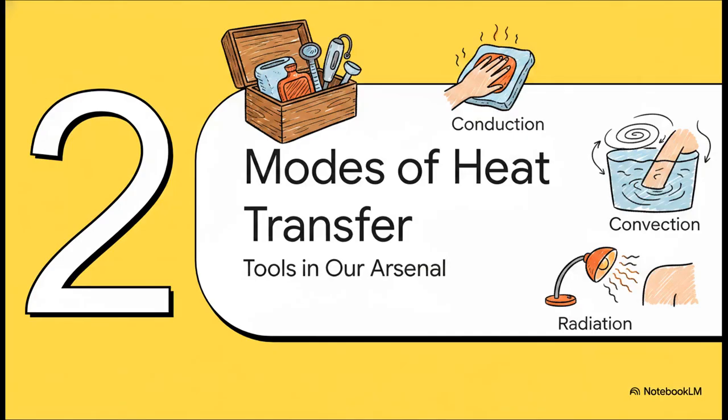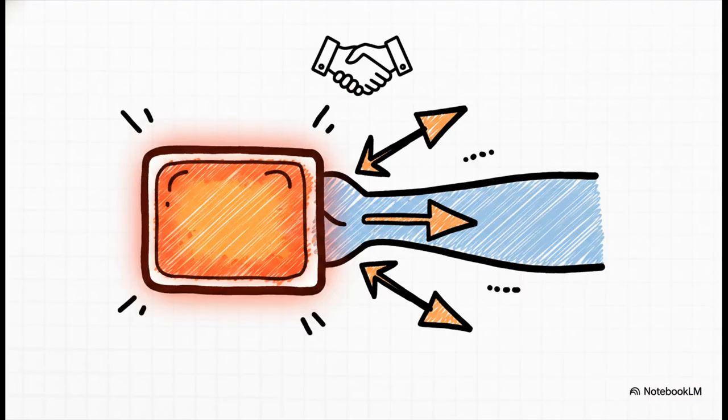Moving on to Section 2. Modes of heat transfer. Let's take a look at the actual tools in our arsenal. Let's step out of the classroom for a second and mentally walk over to the equipment room. Our first mode of heat transfer is conduction. I want you to visualize conduction as a direct, physical handshake between materials. That physical contact is absolutely necessary for the heat to flow.